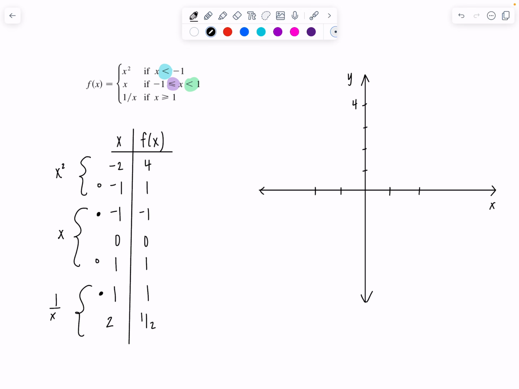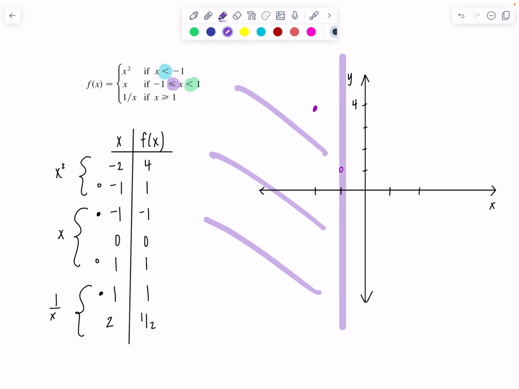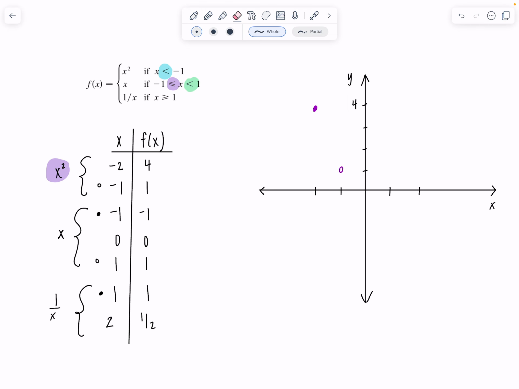Okay. So we have -2, 4. -1, 1 with an open circle. And that's for x less than -1. So everywhere on this side, I'm going to be drawing this parabola that opens upward. Okay, let's erase this. So from here, this way. Don't go larger than -1. Okay, next piece.